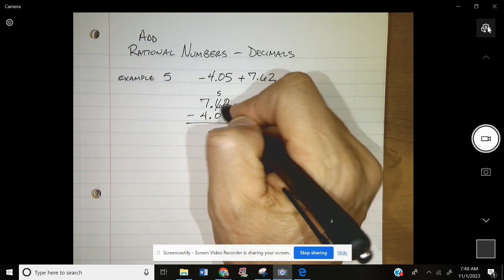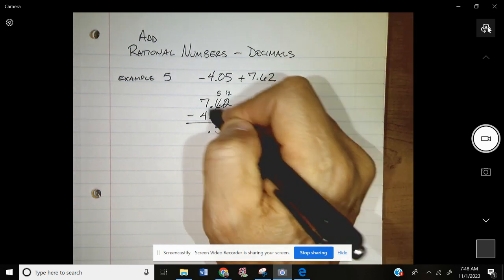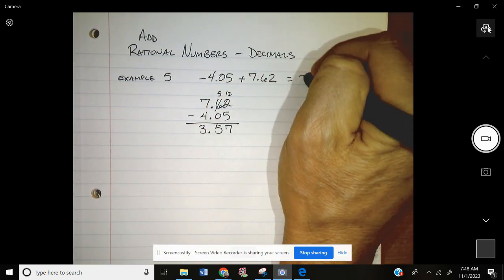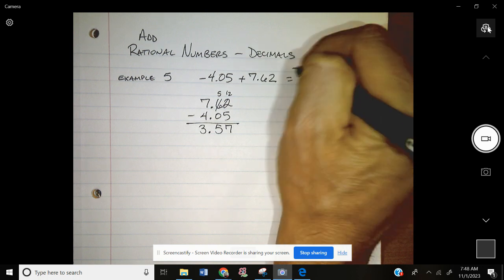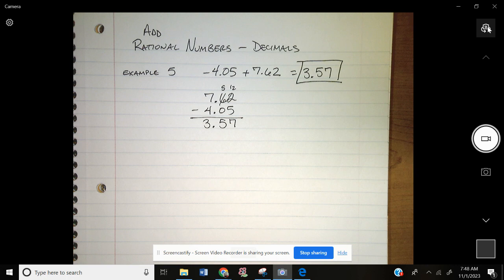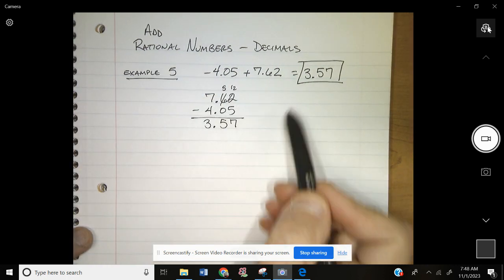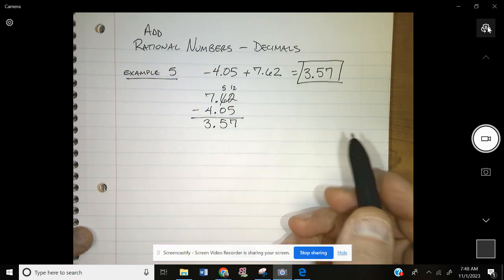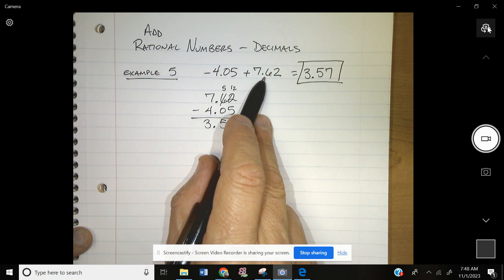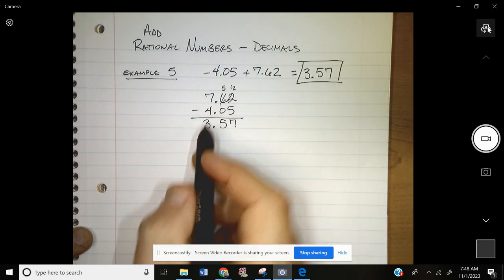We're going to borrow. That becomes a 12. 12 minus 5 is 7. 5 minus 0, and then 7 minus 4. All right, so this equals 3 and 57/100. I can do this all in my head. I can do this on a calculator, but you remember we are problem solving and communicating. So somebody who reads this can look at this and go, oh, they're adding, the signs are different, so we subtract, and then we're going to keep the sign of the bigger absolute value.